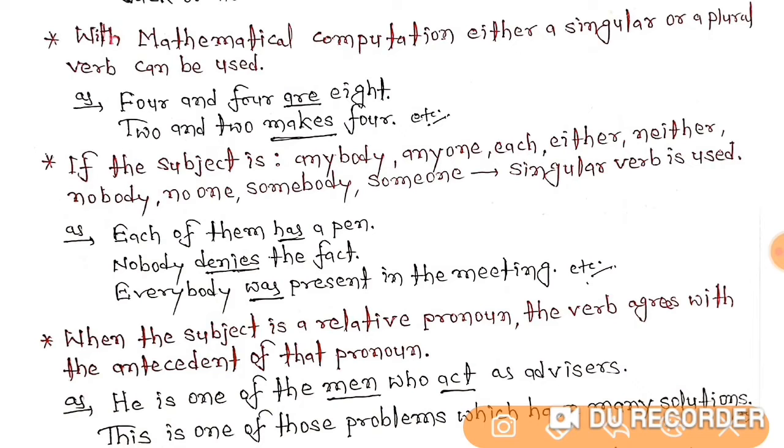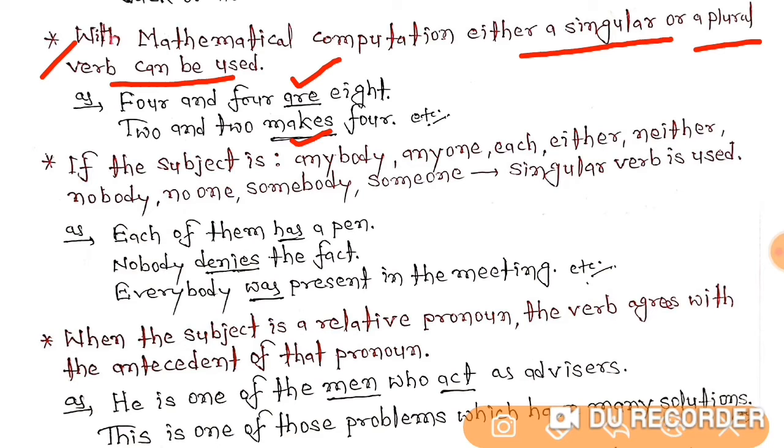Now let's move to the next use, that is, with mathematical computation, either a singular or a plural verb can be used, like 4 and 4 are, 2 and 2 makes. This means 4 and 4 is 8. You can also write 4 and 4 are, that is also right. 2 and 2 make 4, and 2 and 2 makes 4. Right? This means you can go with either plural or singular, right?